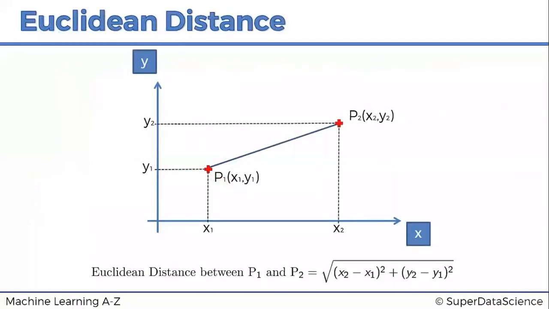So first of all, Euclidean distance, just to get this out of the way once and for all, is in a two-dimensional space. It's calculated like that.